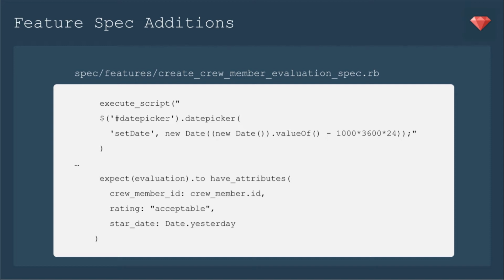If you want to make it several days, I change that last number from 24 to 48 to 72, whatever you need. This code is specifically for jQuery's date picker. If you have a different date picker, I encourage you to go over to Stack Overflow and find the code that you can use for execute script for that date picker. Then we're going to add to our expectations that the evaluation has a start date of yesterday's date.